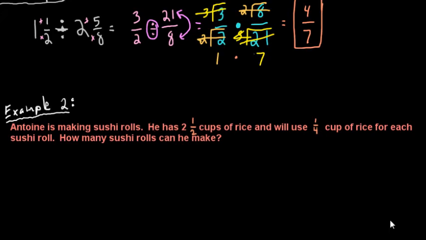Anton is making sushi rolls. He has 2 1/2 cups of rice, and will use 1/4 cup of rice for each sushi roll. How many sushi rolls can he make?